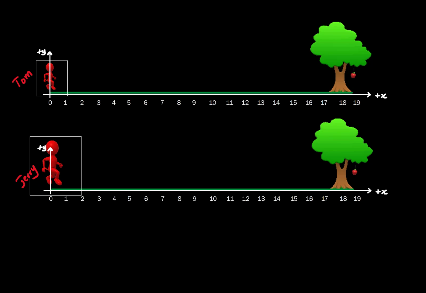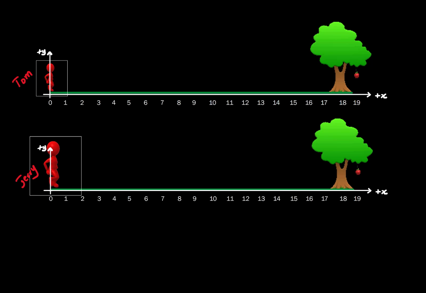Now, average speed is the total distance covered in a given time interval, while average velocity is the total displacement of an object divided by the total time taken. Now, velocity is a vector quantity, while speed is a scalar quantity.